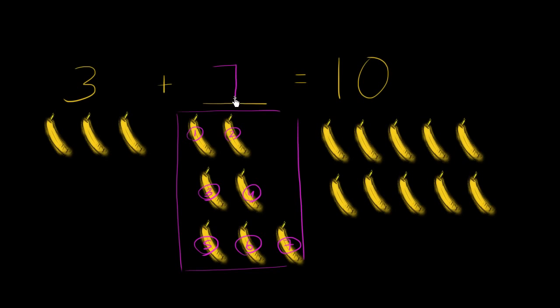So 3 plus 7 is equal to 10. And you can see that what we have on this left side is indeed equal to what we have on the right side. On the left side, we have 1, 2, 3, 4, 5, 6, 7, 8, 9, 10 bananas. And on the right-hand side, we have 1, 2, 3, 4, 5, 6, 7, 8, 9, 10. So they are indeed equal.